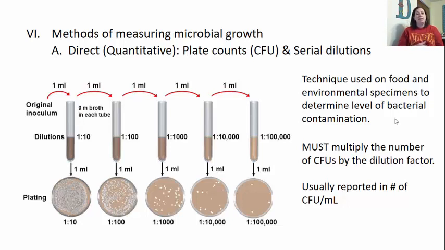And if you'll notice as we plate these out, the growth starts to get less and less. We then have to count how many colonies are present and multiply the number of CFUs by the dilution factor. So if we go over here to the very end in this example, there are 3 colonies present. We would have to do 3 times 100,000. This means that there are 300,000 colonies in that original specimen. This is usually reported as colony forming units per milliliter. So this one would be 300,000 colony forming units per milliliter of this substance.